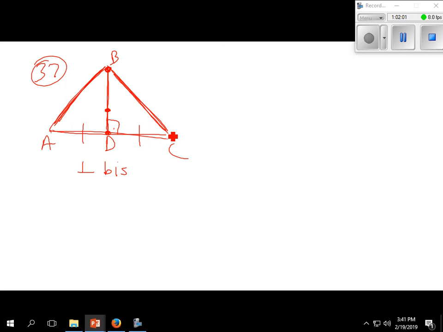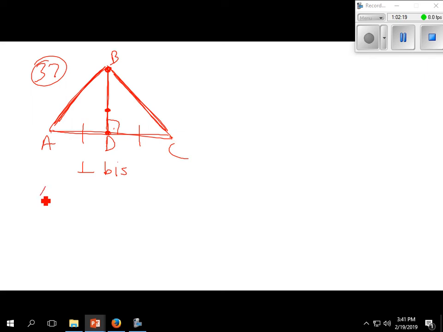I'm not sure what they're asking me here, but we'll figure it out. It says in the diagram of the formal garden, east and west path is perpendicular to the north path, and segment AD is congruent to segment CD. What can you conclude about segment AB and segment CB? Explain why. So I just did that.